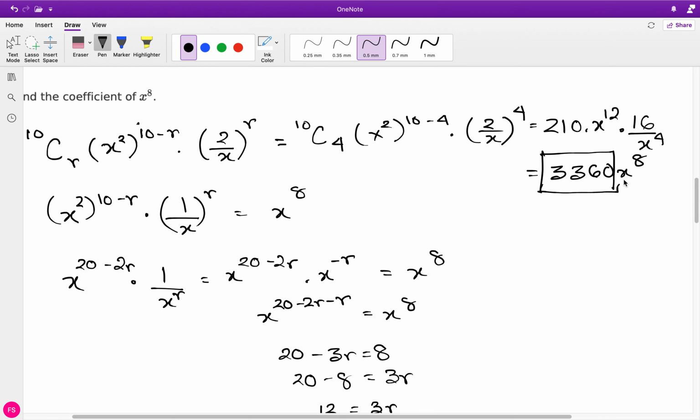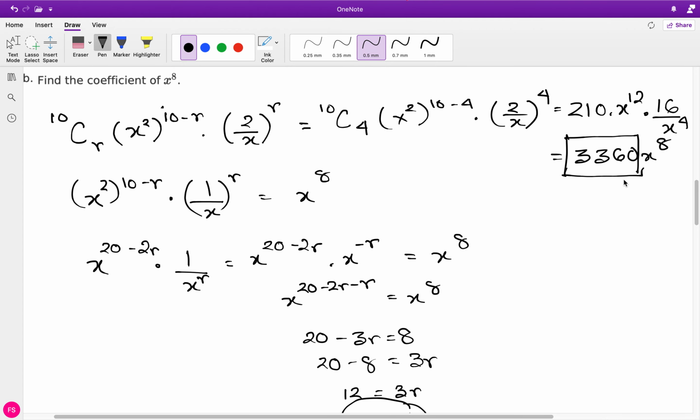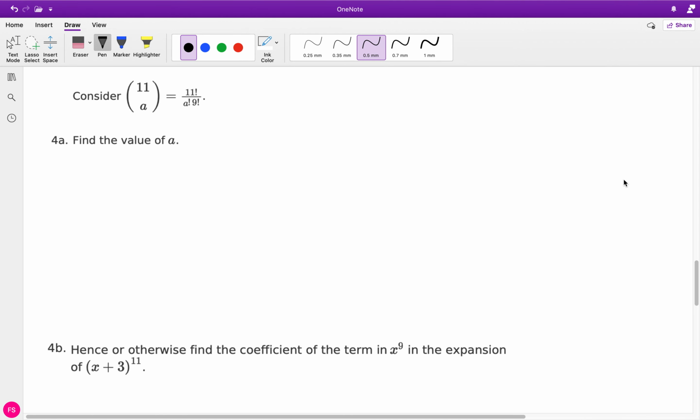That's your answer. Okay, if you want, you can pause this video and think about it for some time and then move to the next question, which is number 4. Okay, let's see what we have in number 4. We have 11 choose a equals 11 factorial over a factorial times 9 factorial. We need to find the value of a.